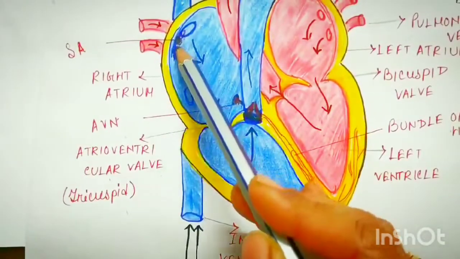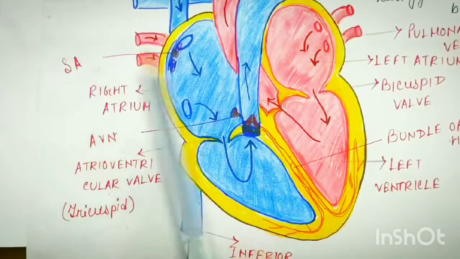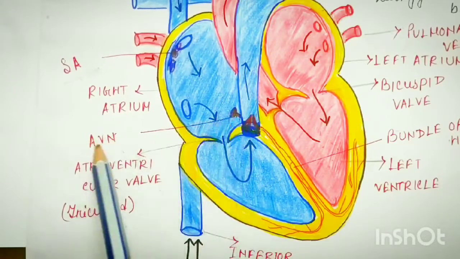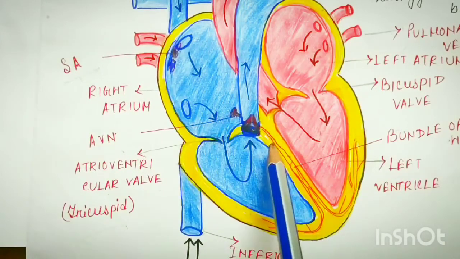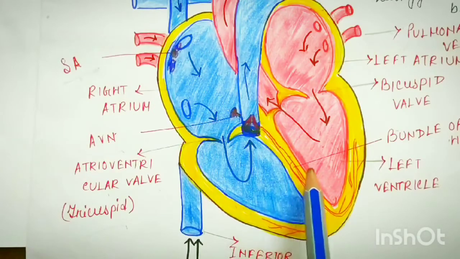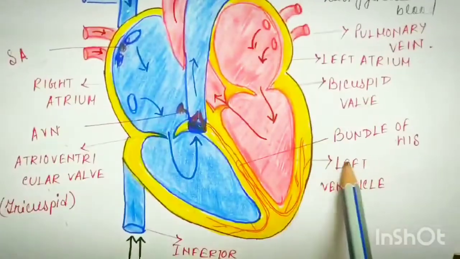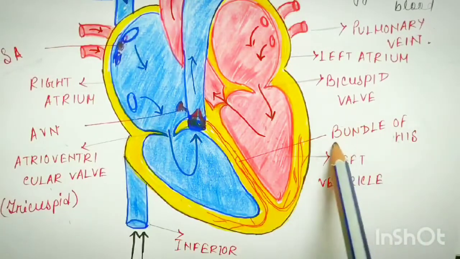Now come to the diagram. In this diagram, this dark portion is the upper side of the right atrium, which is known as the SA node, and this is the lower left side of the right atrium, which is known as the AVN, the atrioventricular node. This atrioventricular node enters the interventricular septum, look, it enters here and is divided into two parts. One is called right and another is called left, and these are together known as the bundle of His. The main function of this bundle of His is to regulate the heartbeat.